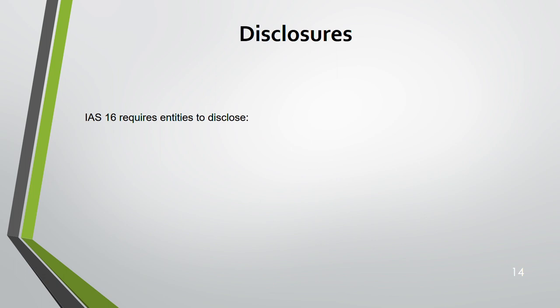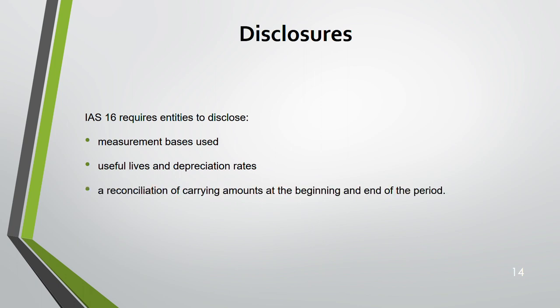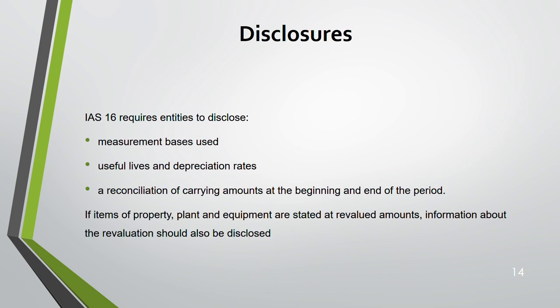Disclosure. Last but not the least. IAS 16 says the entity has to disclose these things. Number one, which measurement basis have you used? Cost or revaluation? Second, what is the useful life of the asset and the depreciation rates? Then, a reconciliation of the carrying amount at the beginning and at the end of the period. If items of property, plant and equipment are stated at revalued amounts, okay, remember, information about the revaluation also should be disclosed.